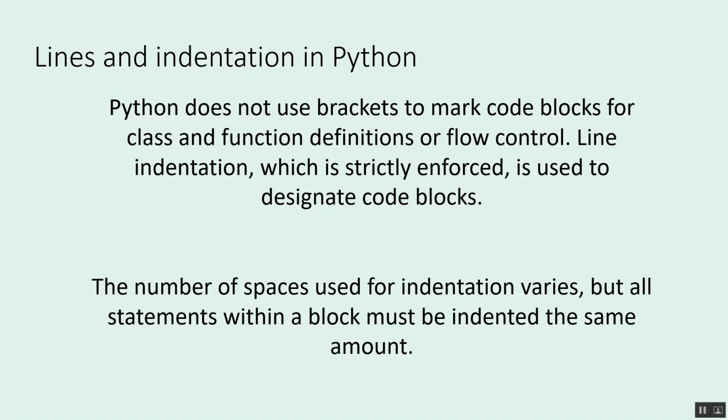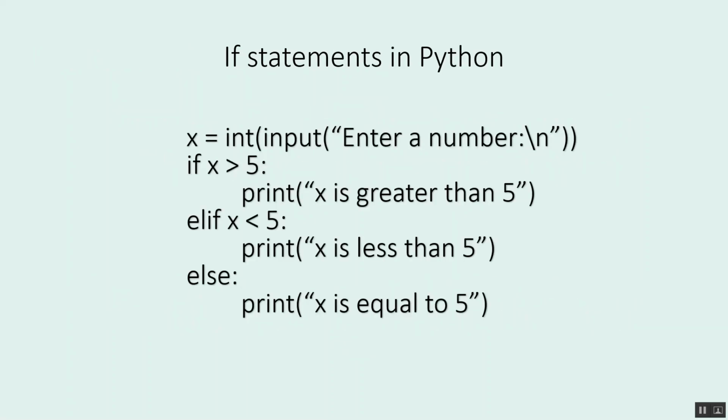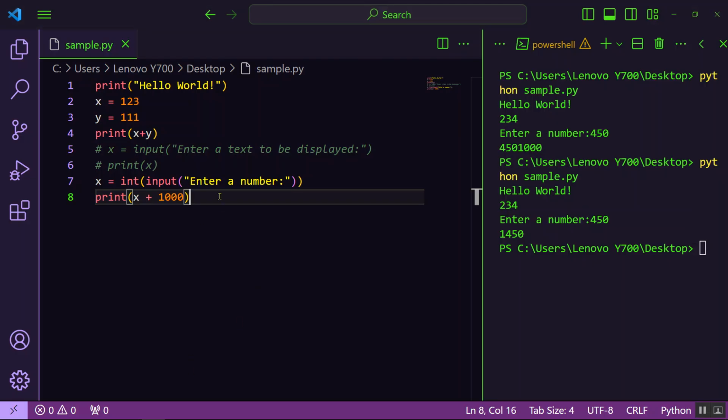Okay? So that indentation also includes 4 spaces. That's the standard indentation, or let's say the space from the leftmost corner of your text editor. So for example here, we have an if statement in Python that checks if a number is greater than 5, less than 5, or equal to 5. Okay, so let's try it. So let me copy this code.